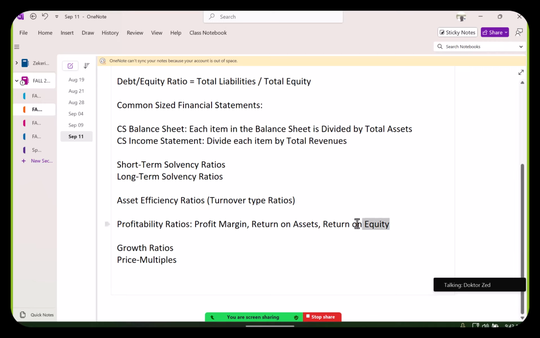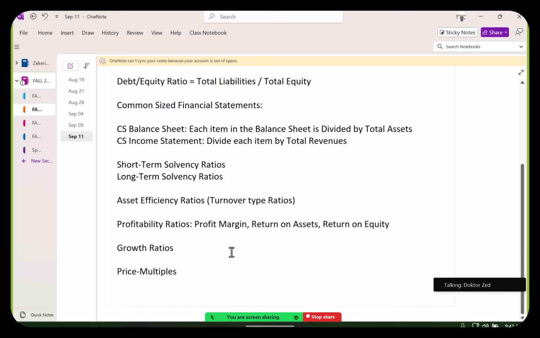One caveat with these, since assets are booked at the historical cost minus depreciation, that doesn't necessarily reflect true return on investments, but we kind of start with that.